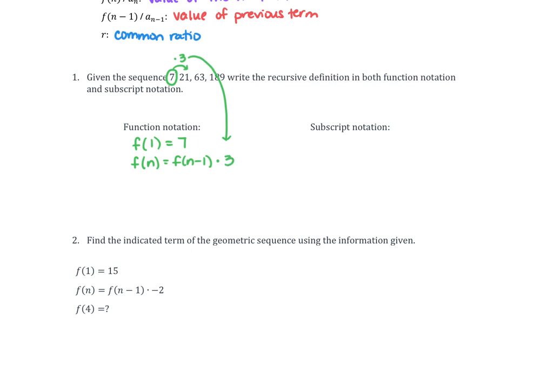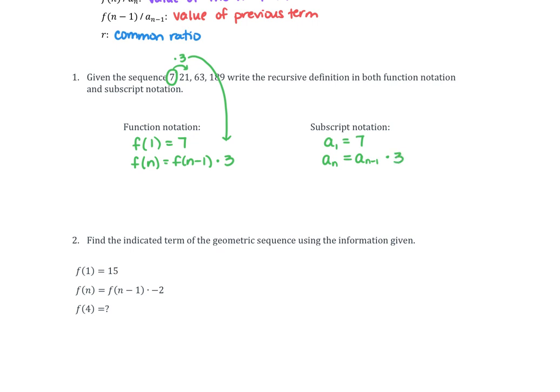Now the same will be true for subscript notation. The only difference is instead of an F, I use a lowercase a, and instead of parentheses with the 1, I use a subscript 1. The first term is still 7. And then again, I'm going to have a lowercase a with a subscript n equals a lowercase a with the subscript of n minus 1. And then I'm going to tack on that times 3. And I am done.